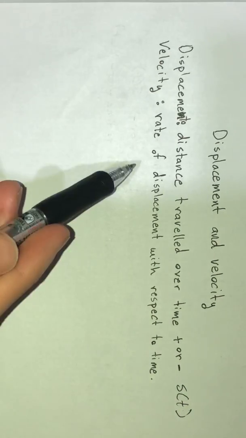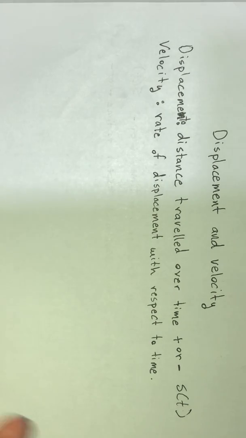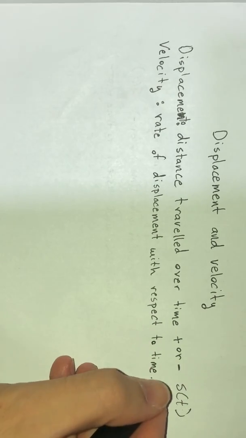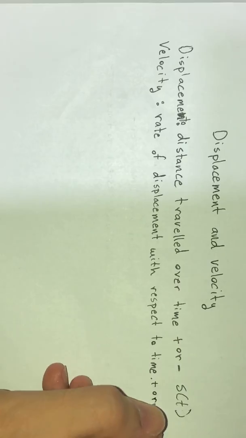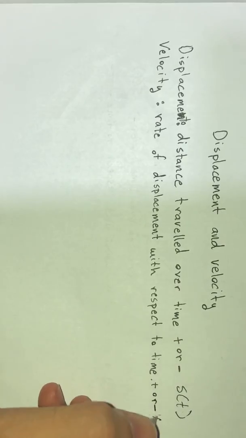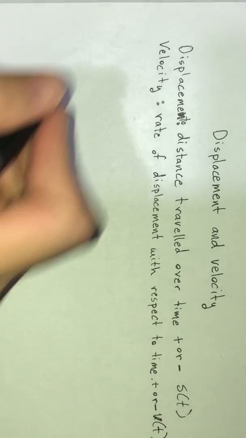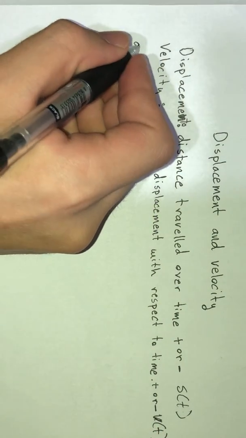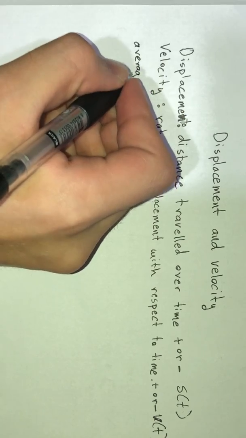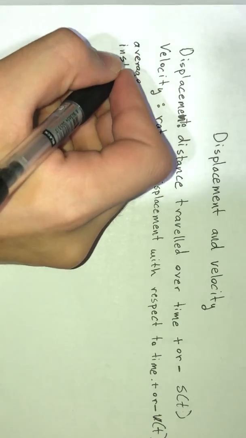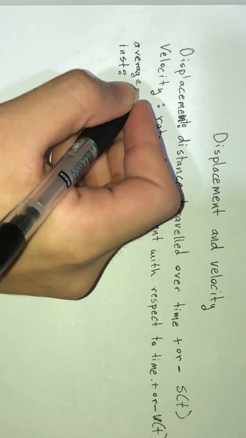Velocity is defined as the rate of displacement with respect to time. It is also a vector, so it can be positive or negative. It's given through the notation v(t). Now, there are two types of velocity: average velocity and instantaneous velocity.